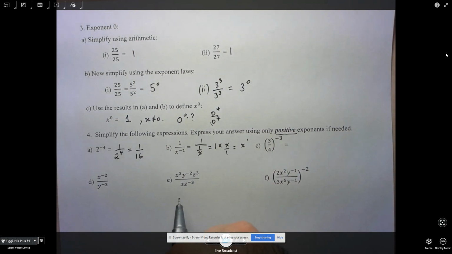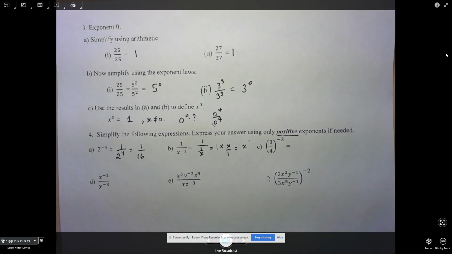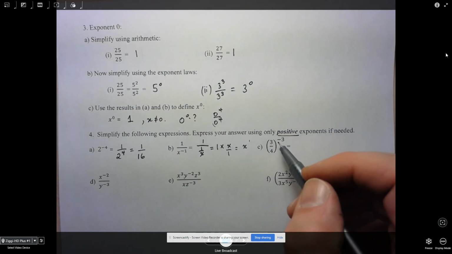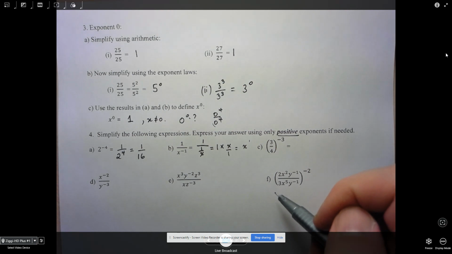Okay, we'll see if that still applies. We'll see if this is just a coincidence, but I think once we get to D, maybe we'll see that that actually makes perfect sense. All right, so let's take a look at C here. And so I've got 3/4 to the minus 3. All right, so let's take a look here at what we can do.